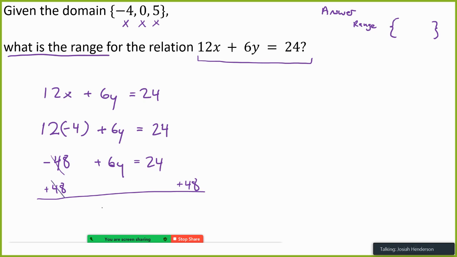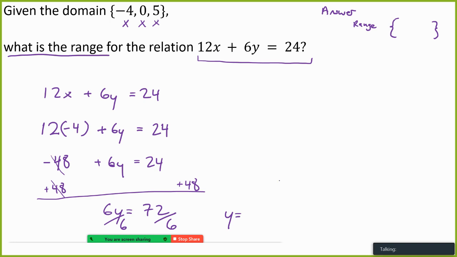Okay, those cancel, and we get 6y is whatever 24 plus 48 is. 72. Double check in your calculator. 72. And now 6 times y, I undo that by dividing both sides by 6. And we get y is equal to 12, I think.